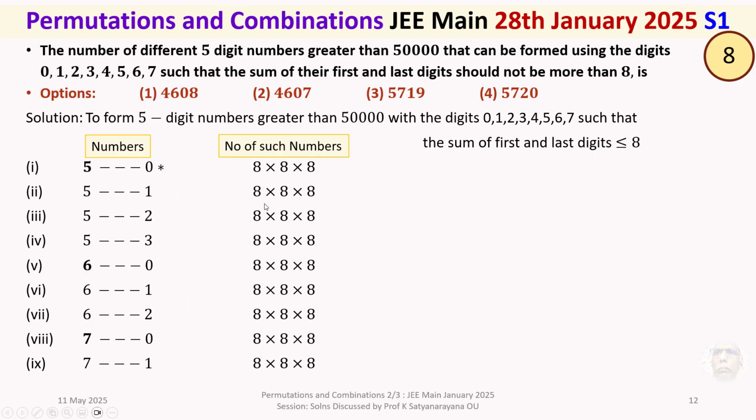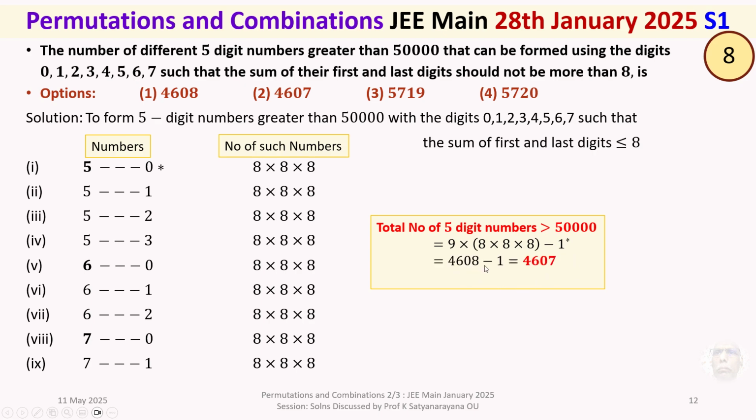These are the numbers that we have created. Each is 8 into 8 into 8. They are 9 in number. Therefore, the total number of 5-digit numbers greater than 50,000 is 9 into 8 into 8 into 8 minus 1 star, because we have enumerated 50,000 which we are not supposed to take. So that will be 4,608 minus 1, that is 4,607.